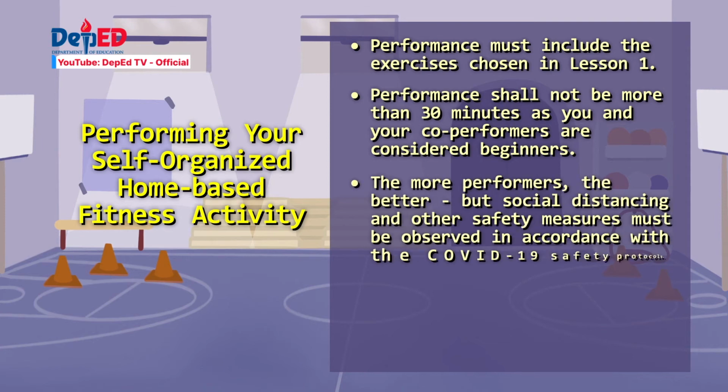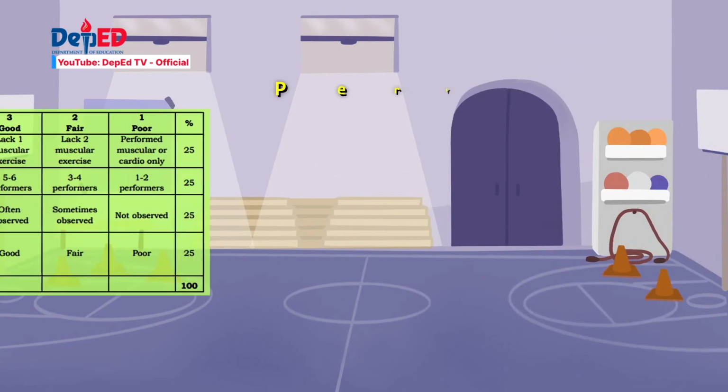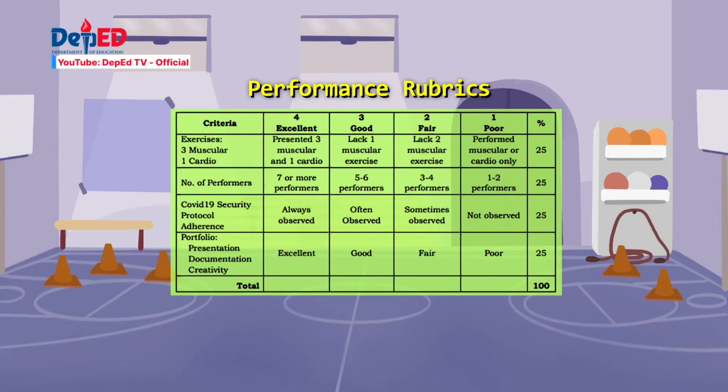The more performers, the better, but social distancing and other safety measures must be observed in accordance with the COVID-19 safety protocols. Cardiovascular exercises must cover at least 50% of the performance. Be reminded to document your performance and take pictures to serve as your mode of verification. You may use this rubric to score your performance.